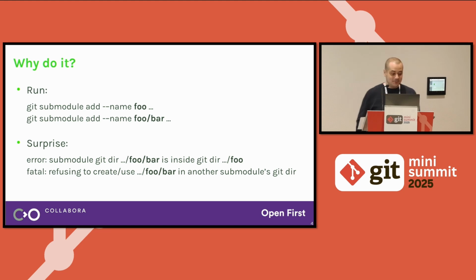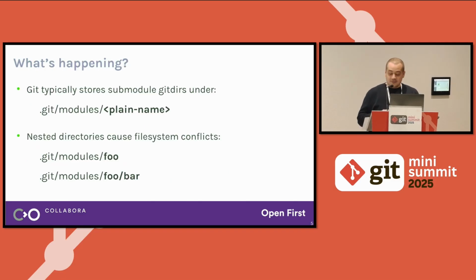Okay, so why do this? This came as a surprise to me. If you run those two commands, one after another, to add two submodules with names foo and foo/bar, you'll get an error. And that's unexpected, right? So why does that happen?